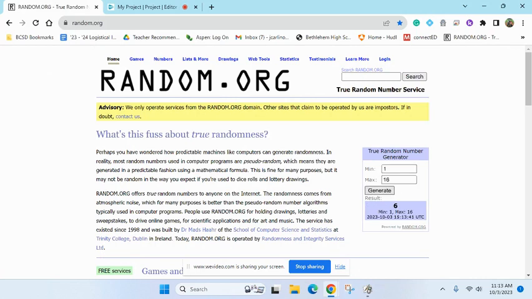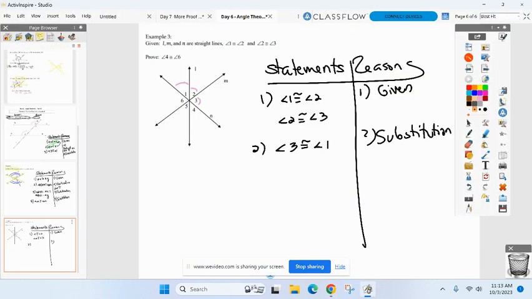6? Oh, look at that. That was cute. Thomas? 3 and 6 are vertical. And you even used it. You're the man. Angle 3 is congruent to angle 6. Vertical angles are congruent.